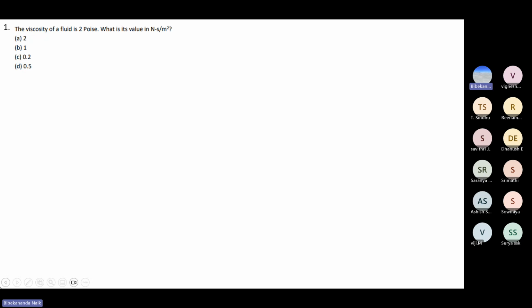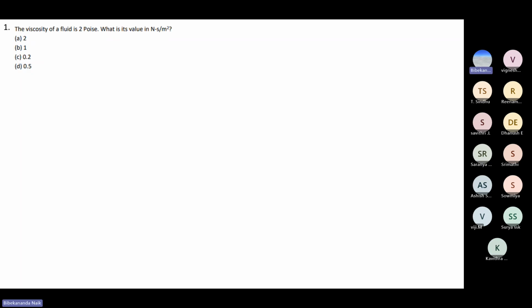Can anyone tell me what is the dimensional formula for coefficient of viscosity? Yes, anyone? Can anyone tell me what is the expression for coefficient of viscosity? Hello, sir. Yes. So the dimension of viscosity is M L minus 1 T minus 1. Yes. So what is the formula for viscosity, the coefficient of viscosity?